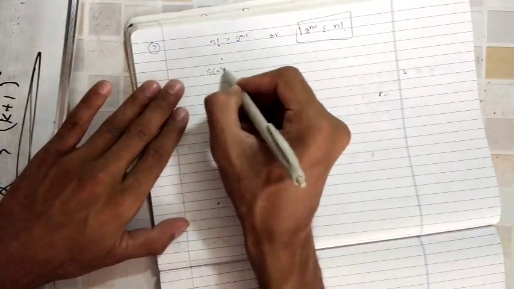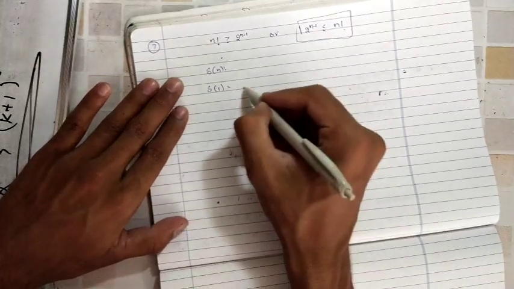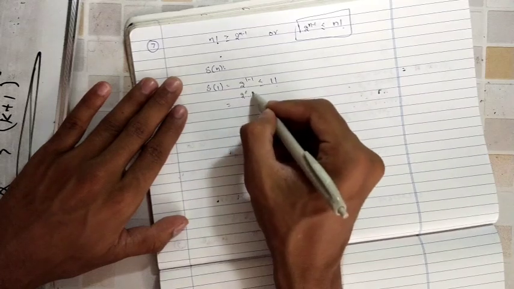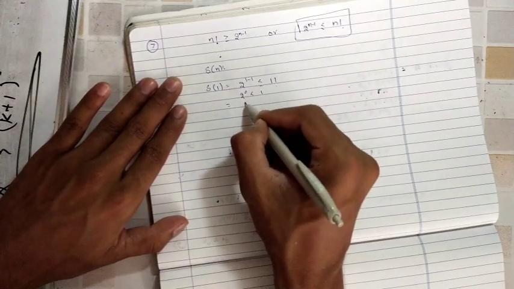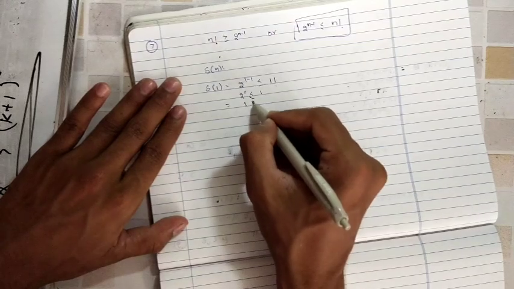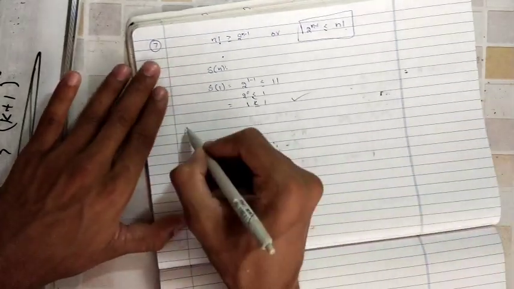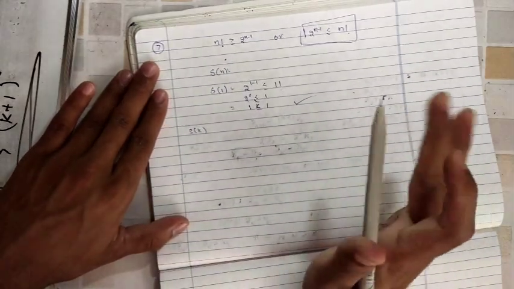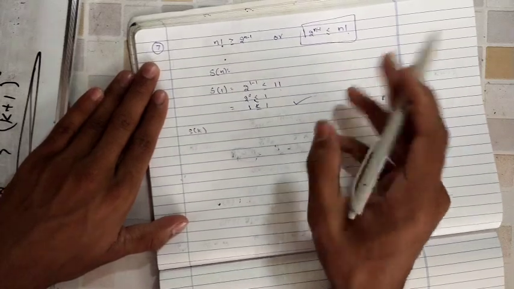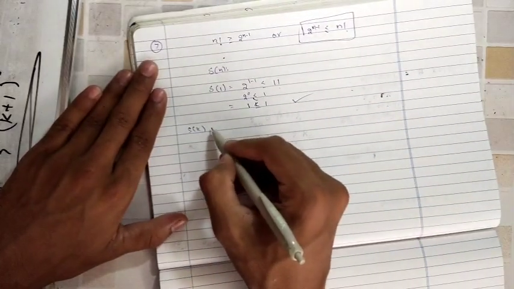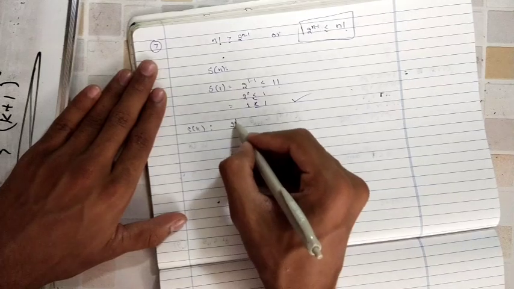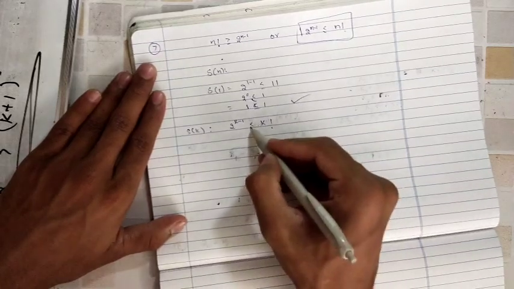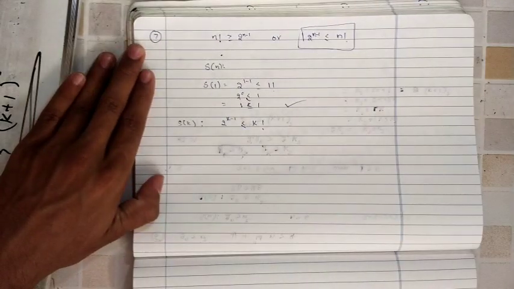You have to say S of n is this thing. Then I will take S of 1: 2 power 1 minus 1 less than or equal to 1 factorial, which is 2 power 0 less than or equal to 1. 2 power anything to the power of 0 is 1, so 1 less than or equal to 1, it is true. So I will assume S of k is also true for n equals k, where k is greater than or equal to 1, such that 2 power k minus 1 is less than or equal to k factorial.